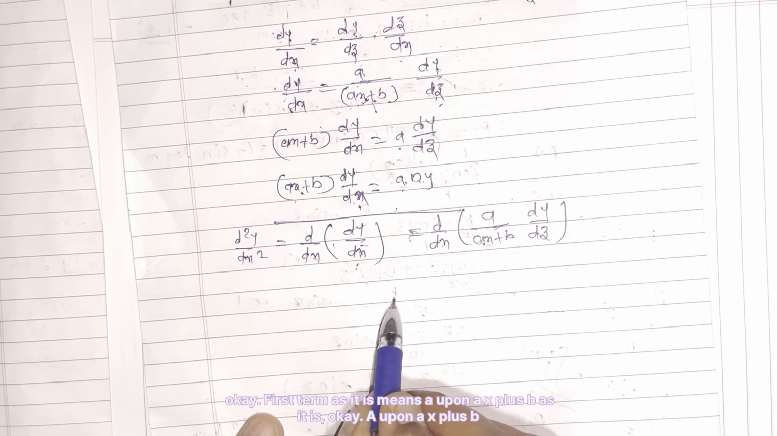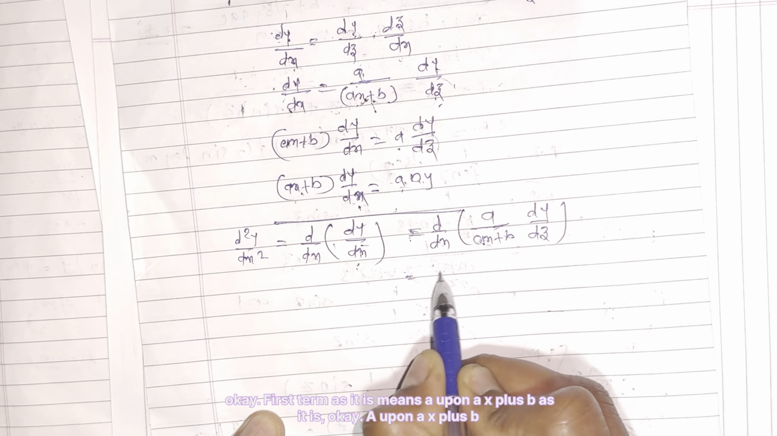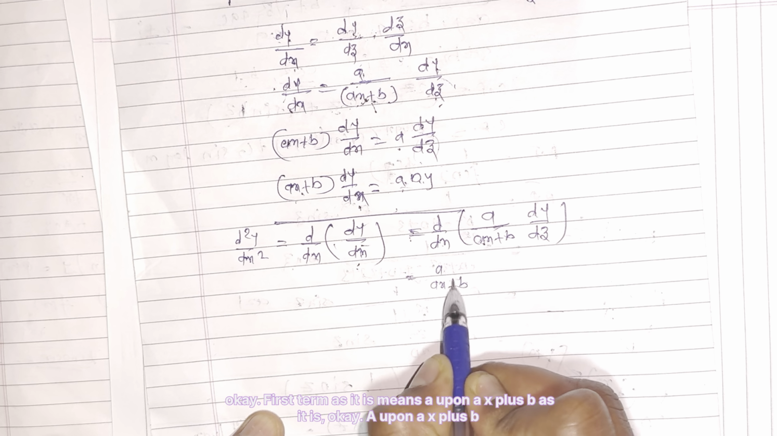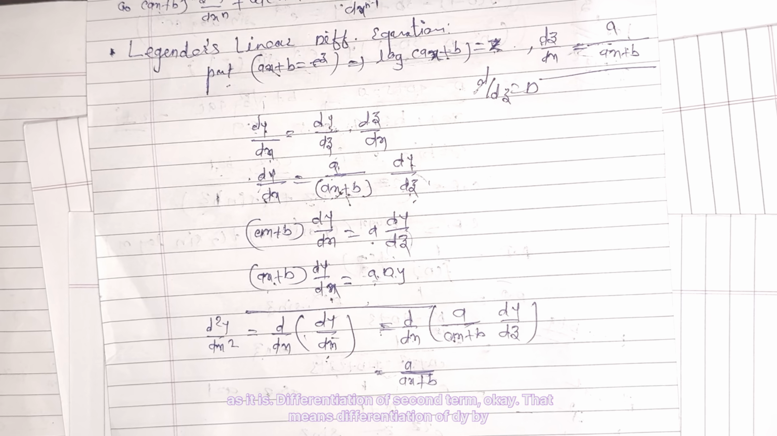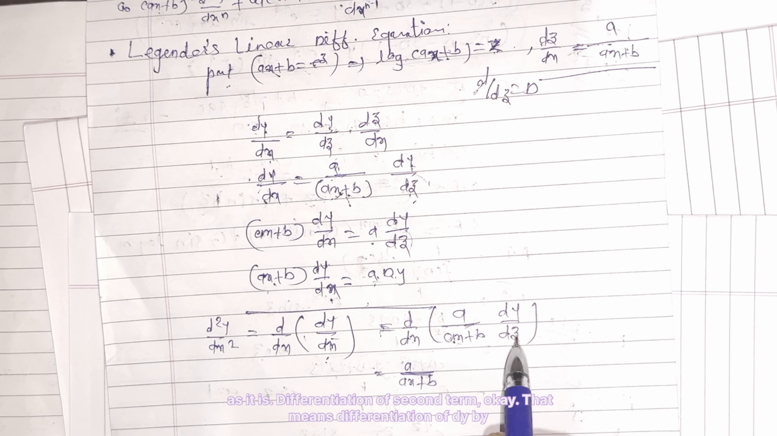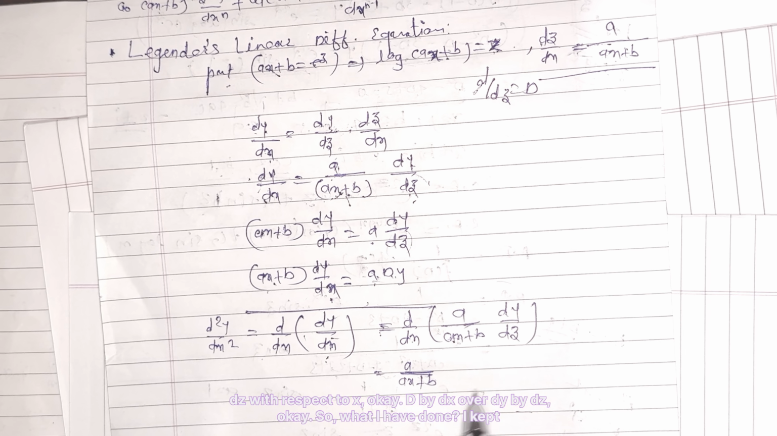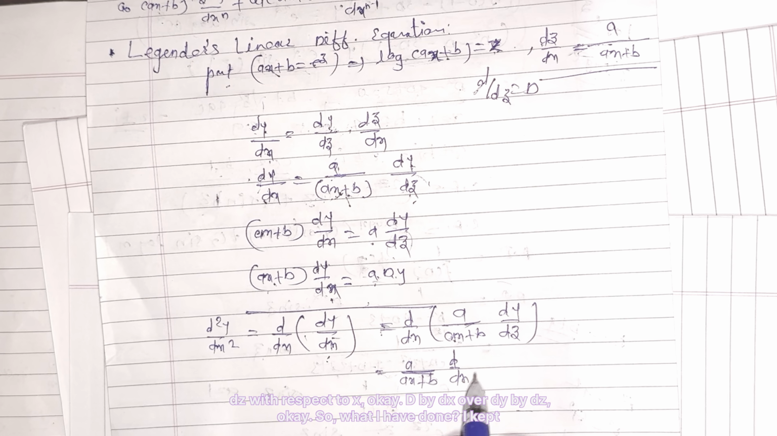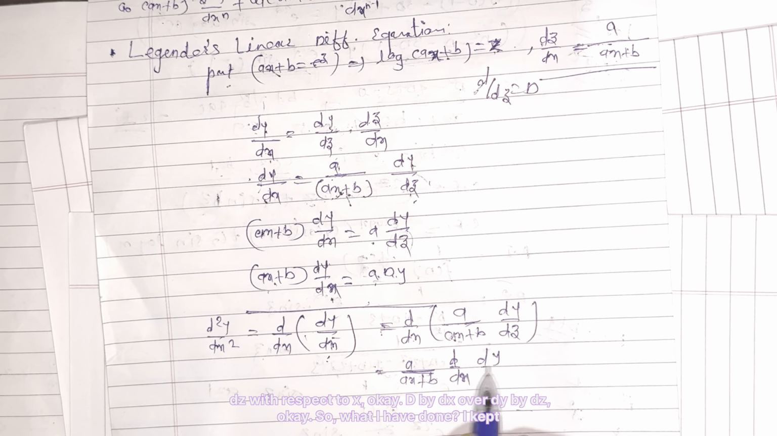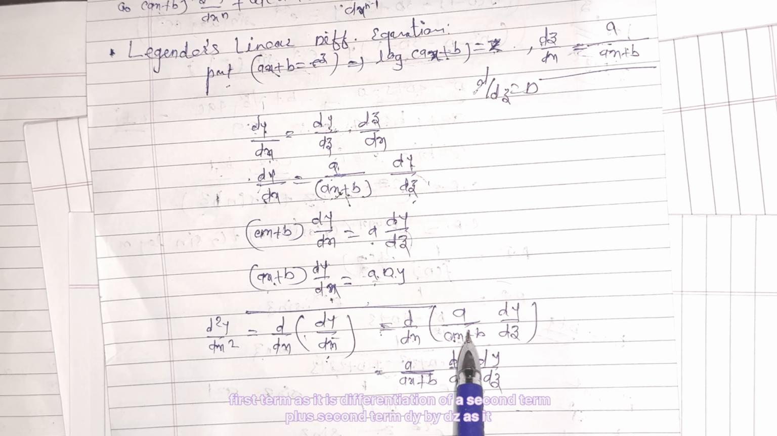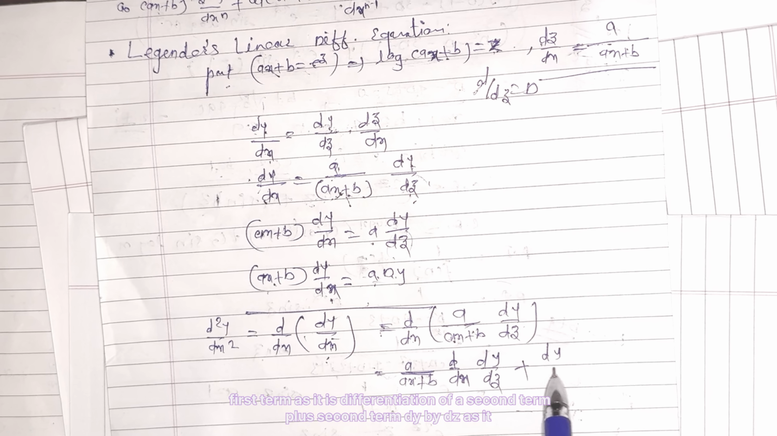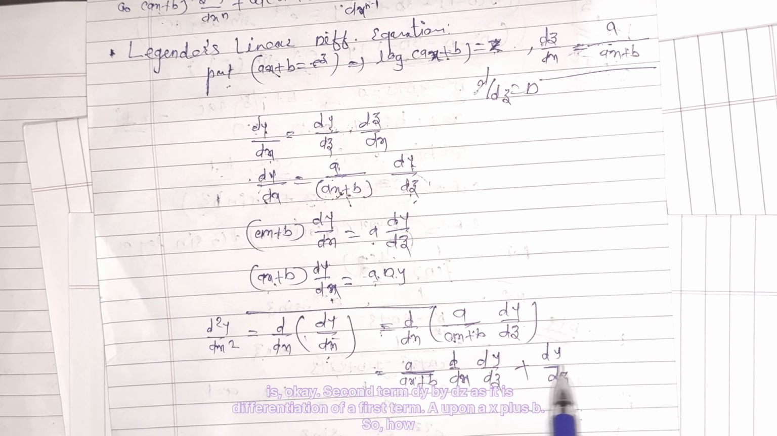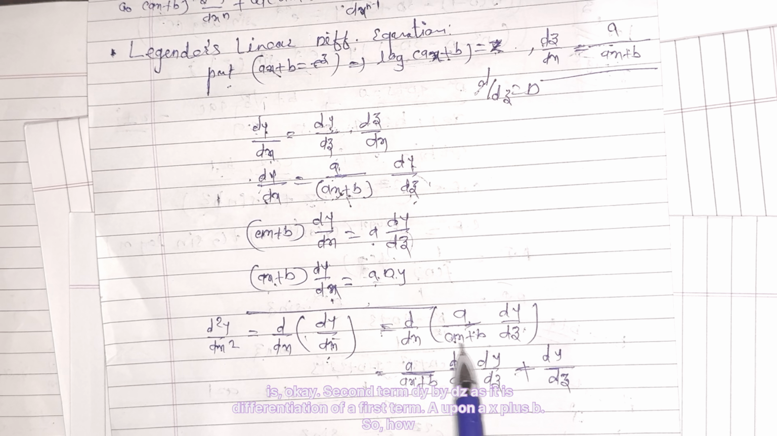The rule says: keep the first term as it is, which means a upon ax plus b as it is, times the differentiation of the second term. That means d by dx of a dy by dz. Plus the second term dy by dz as it is, times the differentiation of the first term, a upon ax plus b.